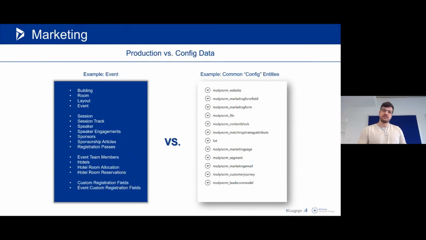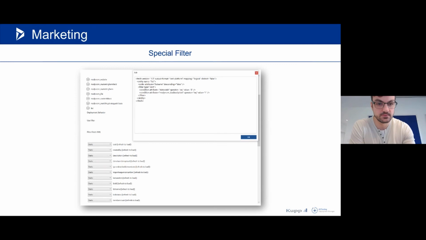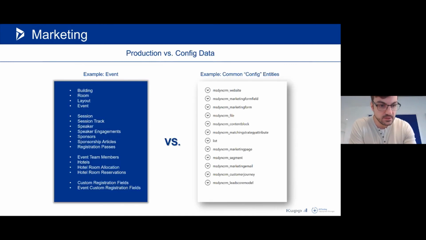Okay, let's think about the different data types for a second. And those are just examples. So now we're at the point where we talk about marketing. And of course, marketing is a big model with a lot of different functionalities and features. In this case, let's take an example for events. We have different entities. In this case, we have building, room layout, and so on. And on the right side, we have configuration entities.